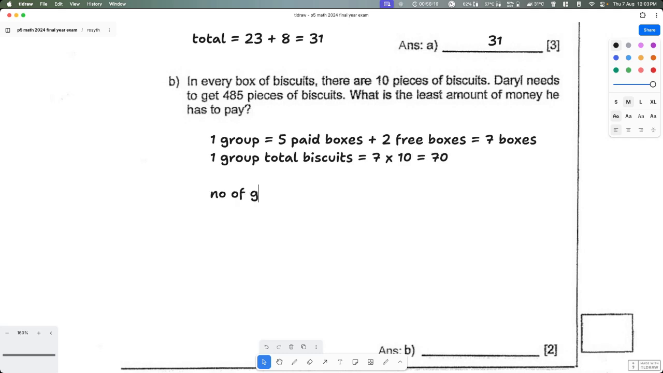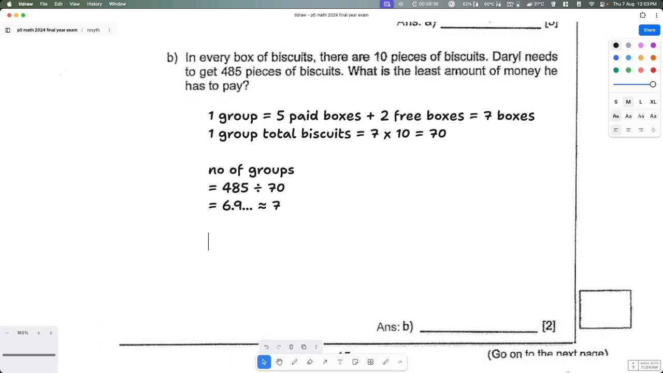So number of groups is equal to 485 divided by 70, and this will give us 6.9 something something. Then we round up, okay, to give us 7 groups. All right, so now total number of paid boxes is equal to 7 times 5. This will give us 35 paid boxes.